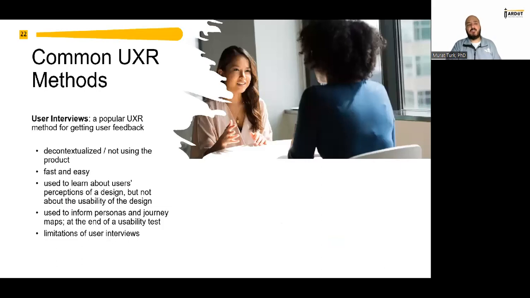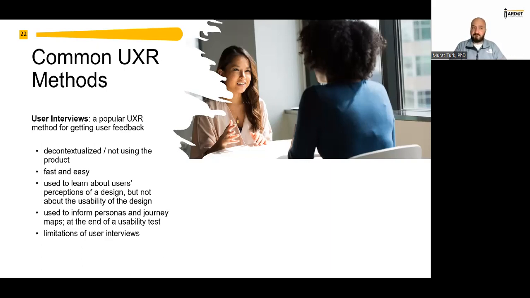And then we have some other common UX research methods like user interviews, similar to interviews that we have in academic research, but of course we are focusing on user experience here, basically. So it is an example of a decontextualized UX research method, because the participants are not using the product.